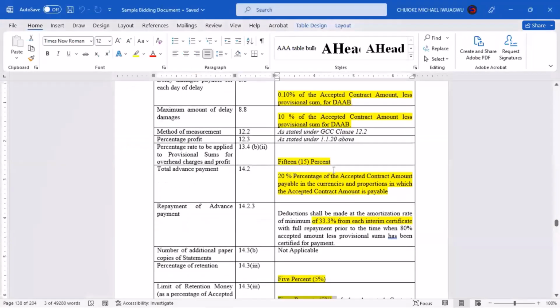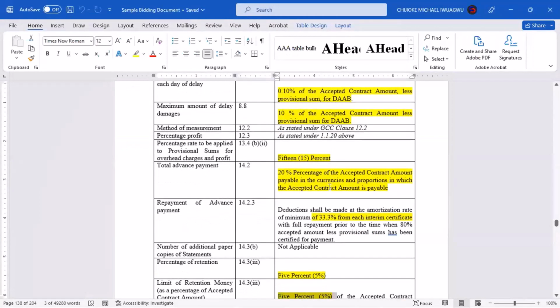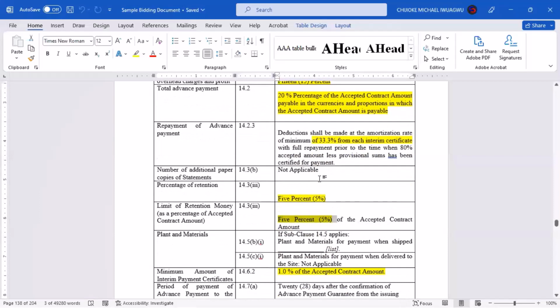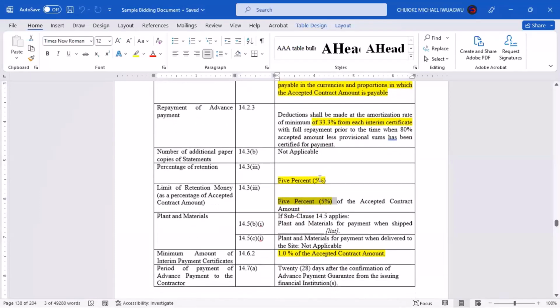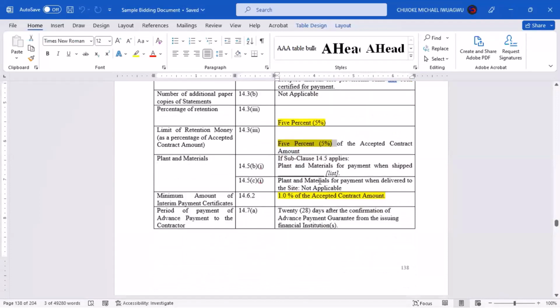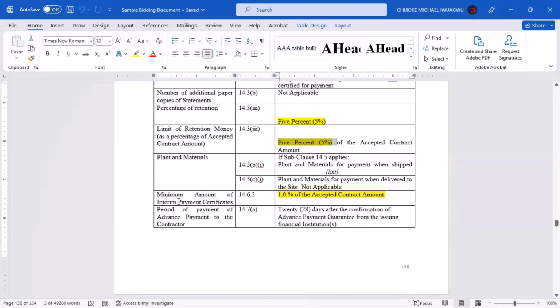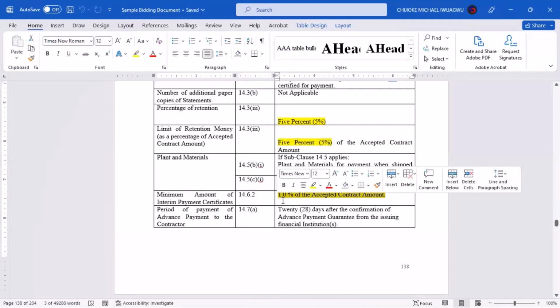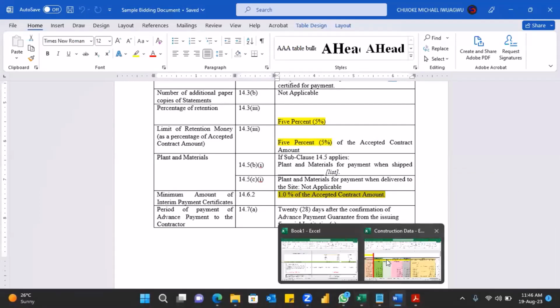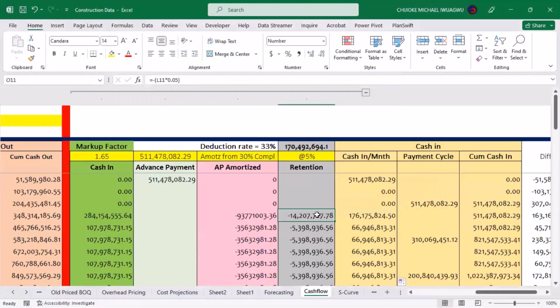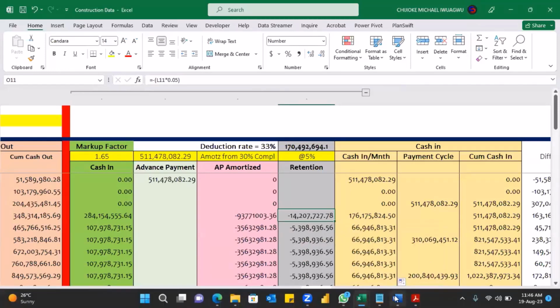Now, in the contract condition I have here open, most contract conditions will stipulate a period for honoring certificates. Now, you need to be watchful for that period for honoring certificates. When we go down a little bit, look at what it's telling us here. Minimum amount of interim payment certificate. That means the value that you should have in each month for you to come up for certificate is about 1%. So if the total value that we have accumulated to be executed in this job in each month is not up to 1% of the total contract sum, there is no need for you to call for certificates. You have to wait until you have accumulated up to 1% before you can submit your certificate.